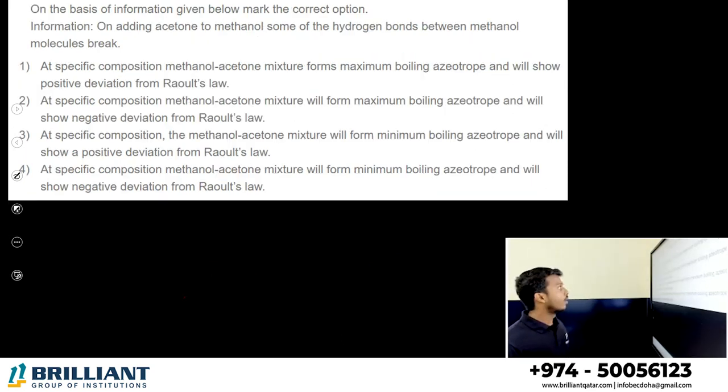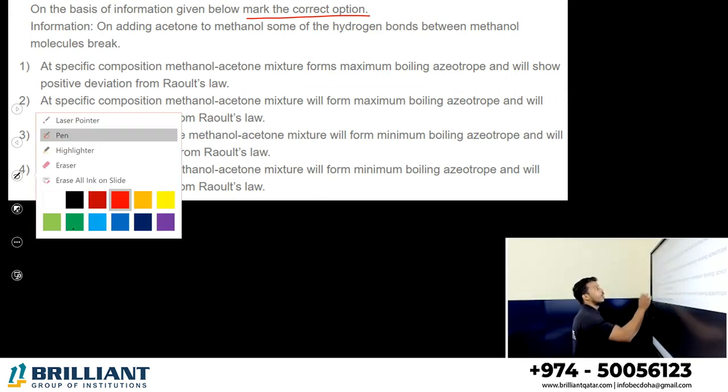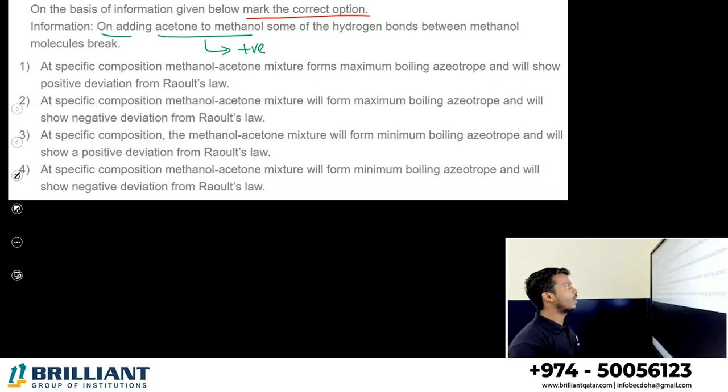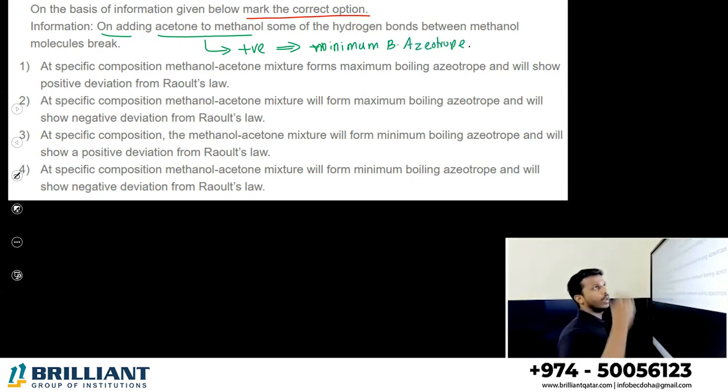Next. On the basis of information given below, mark the correct option. Let me see what information is given. On adding acetone to methanol, which we studied under positive deviation, some of the hydrogen bonds between methanol molecules break. At a specific composition, methanol acetone mixture forms maximum boiling azeotrope. We studied maximum and minimum boiling azeotrope. Positive deviation, we studied that it will form, which one dear student? Minimum, right? It will form minimum boiling azeotrope.